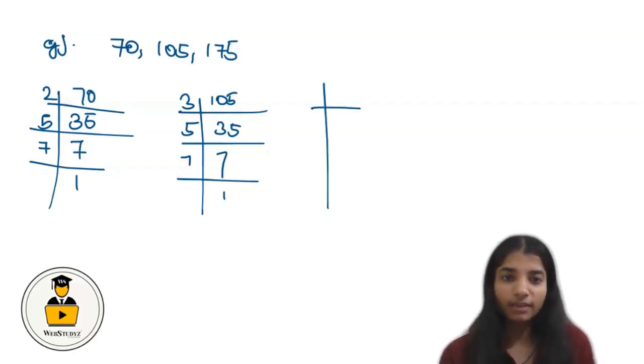Now next is 175. So here 175 is not divisible by 2, 3 and 4, but it is divisible by 5. So when we divide 175 by 5, we get 35. Now 35 is divisible by 5, that will give us 7, and 7 divided by 7 is equal to 1.